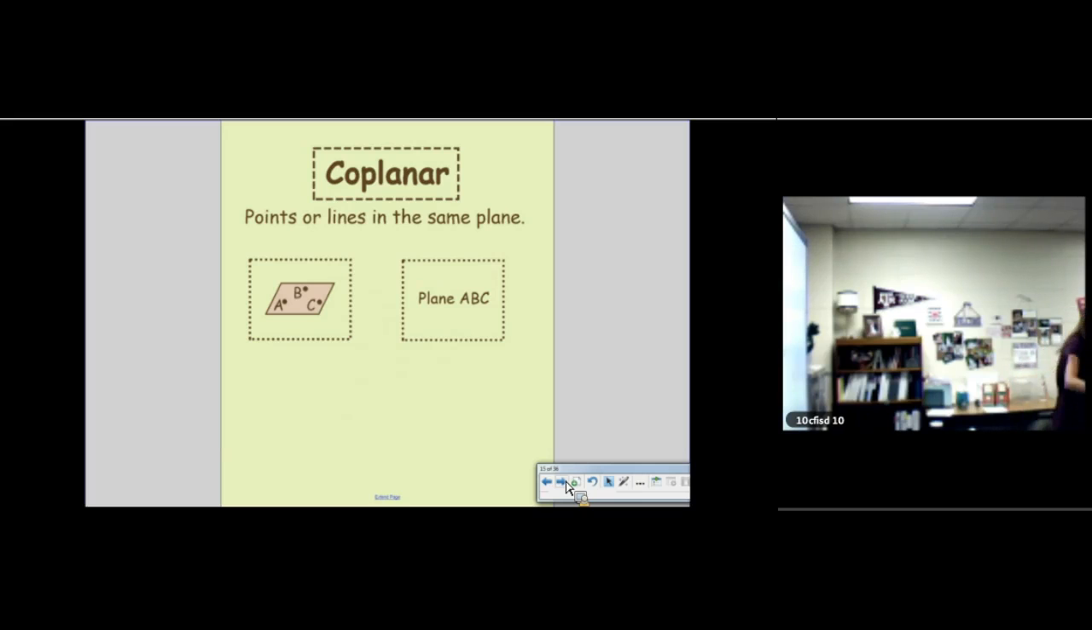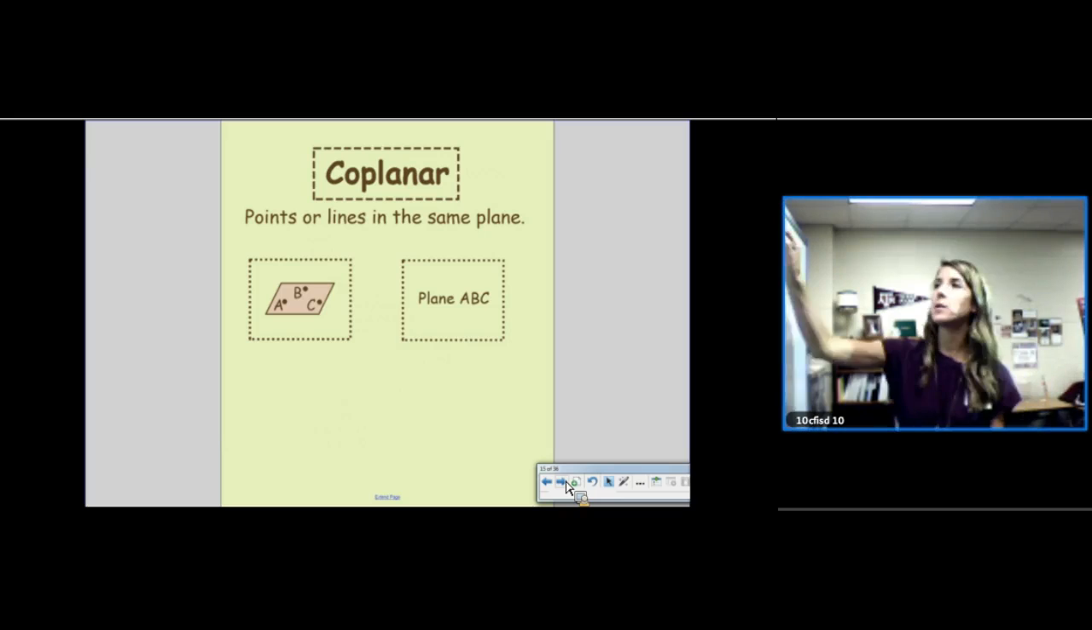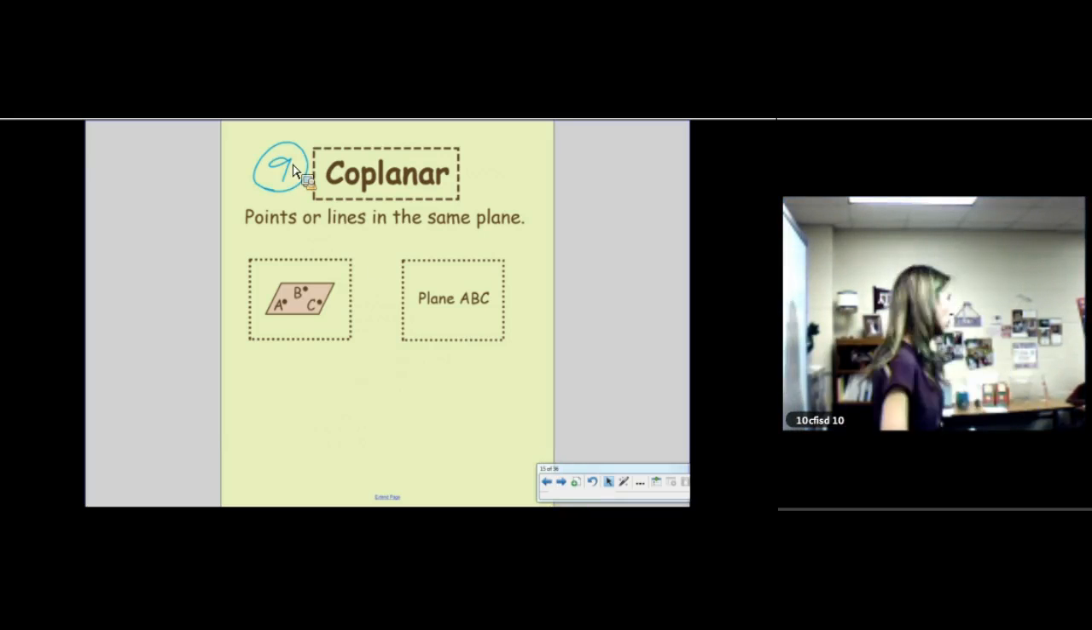Oh, goodness. We skipped opposite rays. I see. If you already would have had it, you would have the words filled in. We're on number 9 right now. Opposite rays we'll learn about on Friday. We're on number 9.